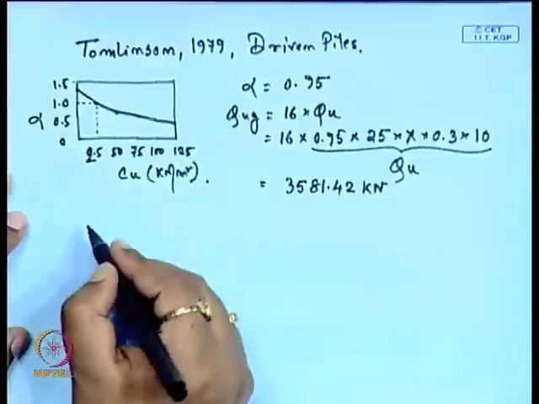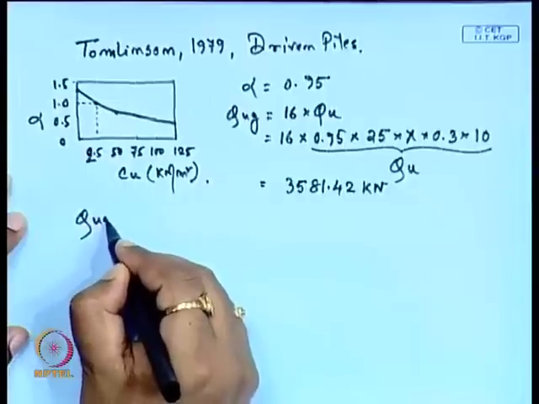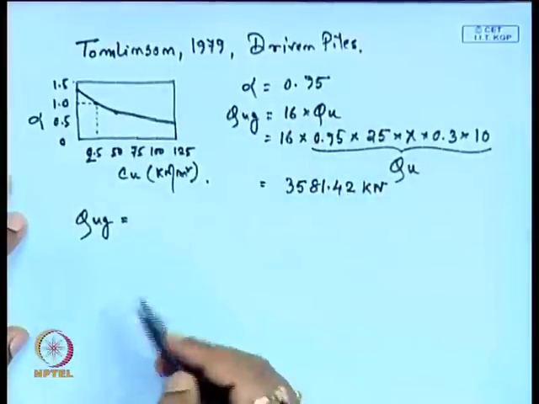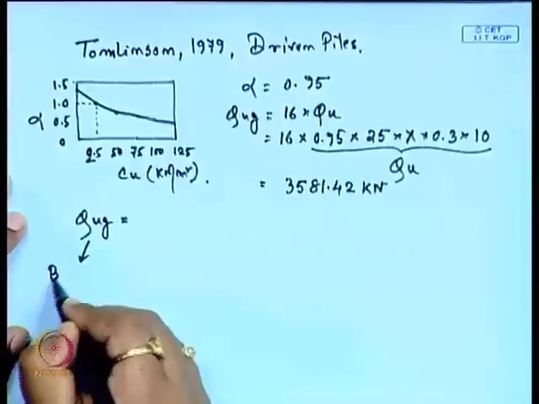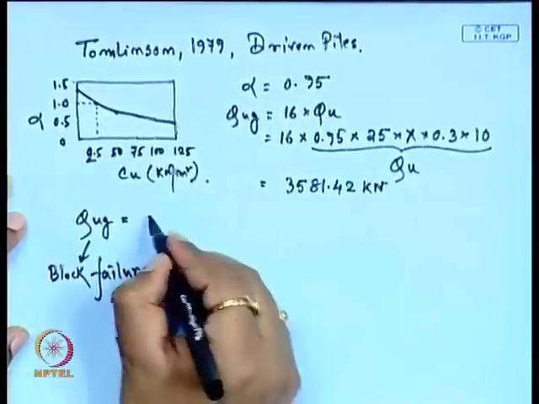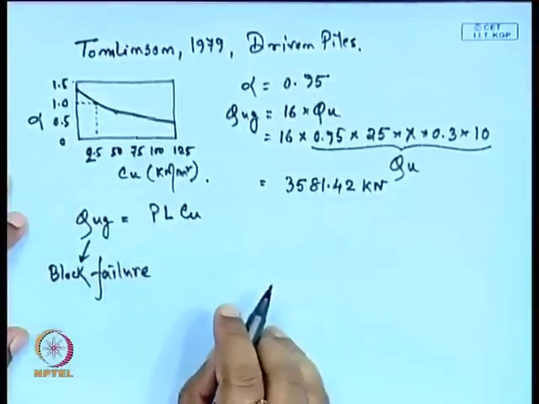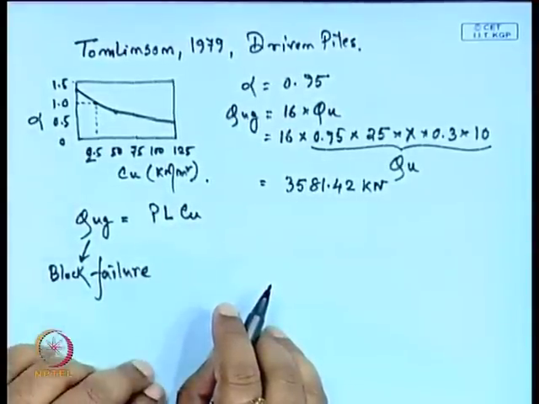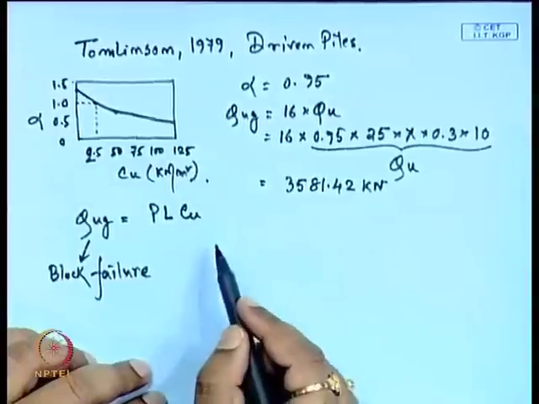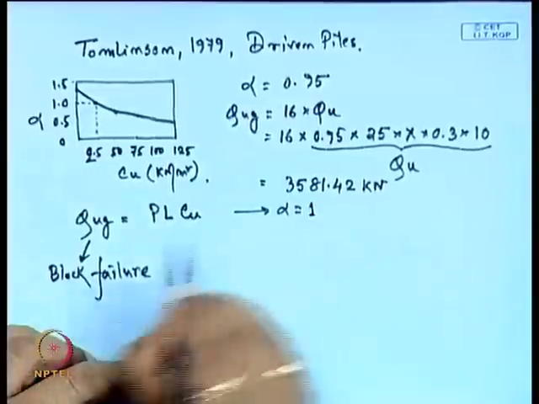So, next we can calculate this Q_ug in terms of block failure. This was in terms of individual failure. Now, in terms of block failure, we can write this as P, the perimeter, into L into C_u. When we are calculating this block failure, here we consider that our alpha is basically 1.